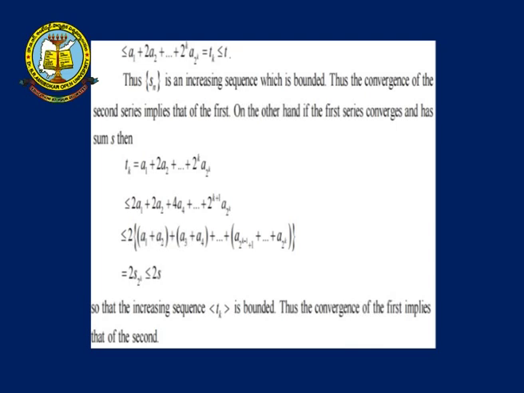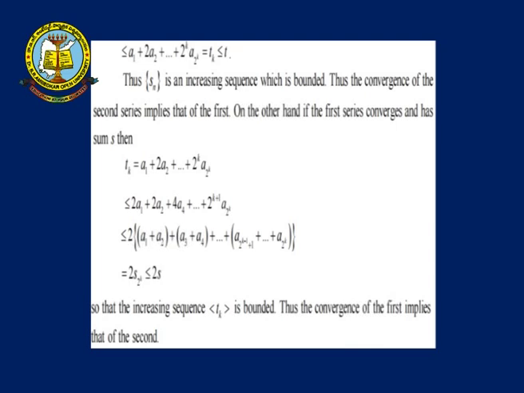Now, t_k is clearly obtained; S_n is an increasing sequence which is also bounded, I got it from the series above. So t_k equals a1 plus 2a2 plus so on plus 2^k a_(2^k), which is less than or equal to 2a1 plus 2a2 plus so on up to 2^(k+1) a_(2^k). If we take the common 2 and group terms in twos, we get a1 plus a2, a3 plus a4.